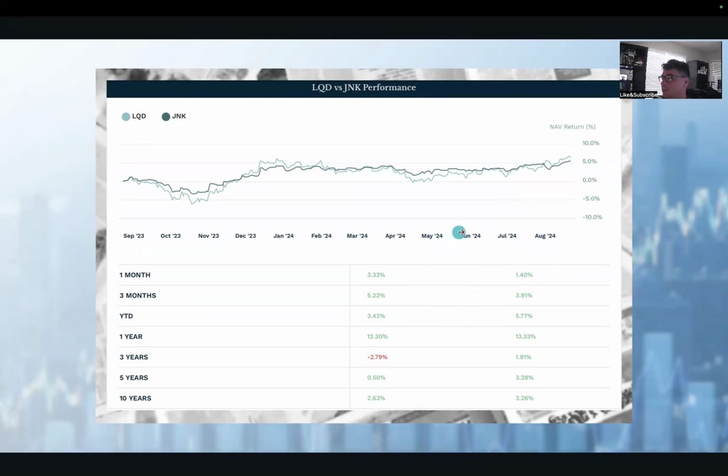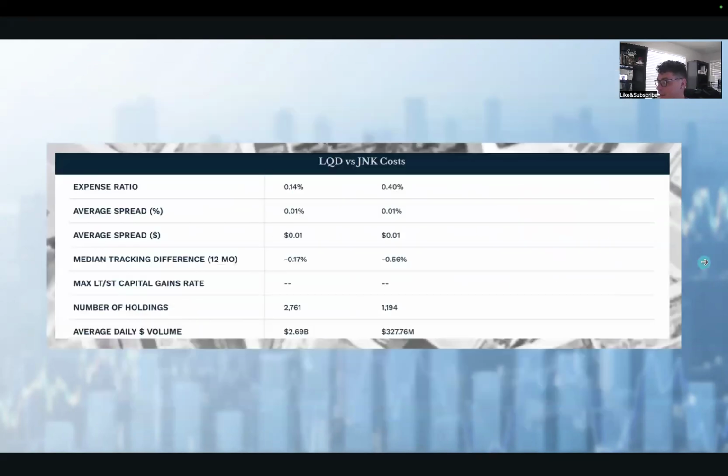All right. So what I really want to go over here is you can see LQD does have a little bit of a better performance on this chart right here, and JNK is going to be the darker line. My main thing that I really want to get into is going to be some of the holdings. Now, again, here's the expense ratio. These are the costs associated with it. You can take screenshots of this info. LQD has a much larger daily volume than something like JNK.